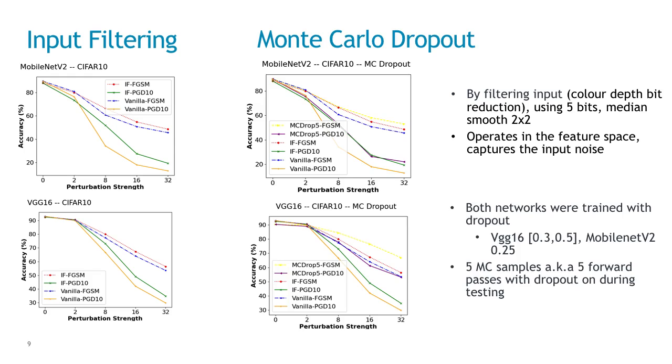If we apply Monte Carlo dropout separately, we get a better or similar result for MobileNet v2 compared to input filtering. As we can see here, the green and the violet lines are very close to each other, which means that Monte Carlo dropout and input filtering did an equally good job of mitigating the adversarial attack. Instead, for VGG16, we can see quite a deep difference between input filtering and Monte Carlo dropout.